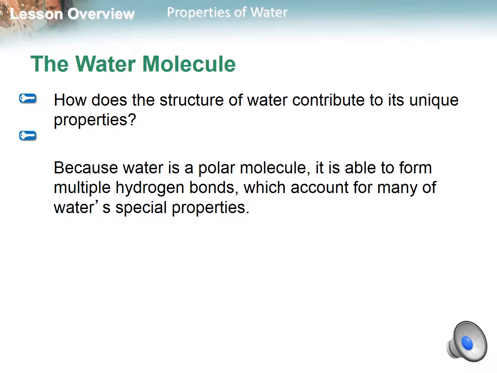Because it's polar and able to form hydrogen bonds, that is what allows it to have many special properties. And what were those properties? We had cohesion, we had adhesion, we had capillary action, and we had high heat capacity.